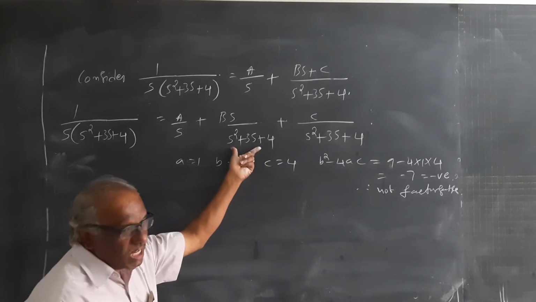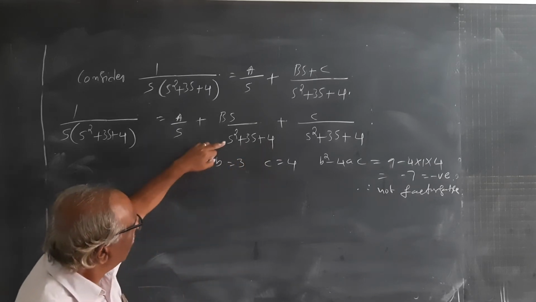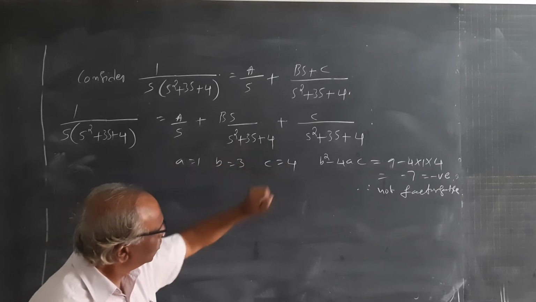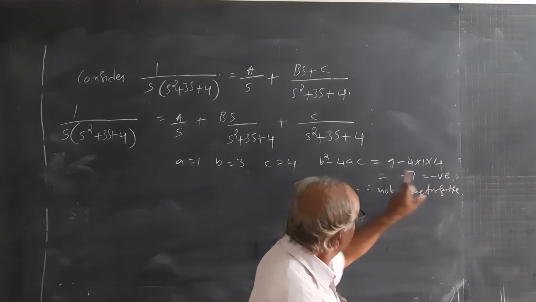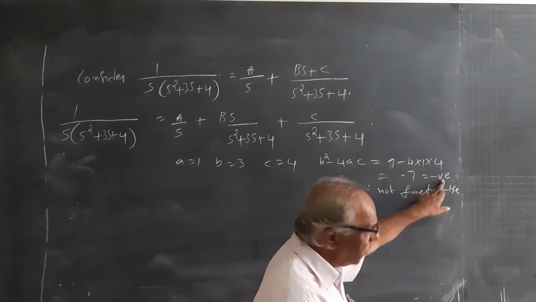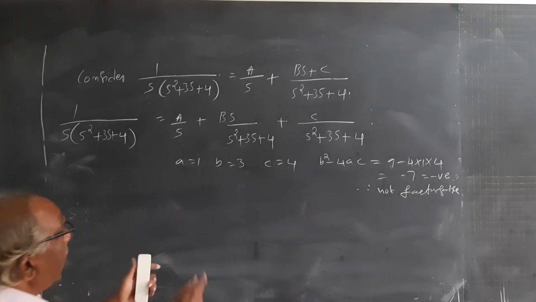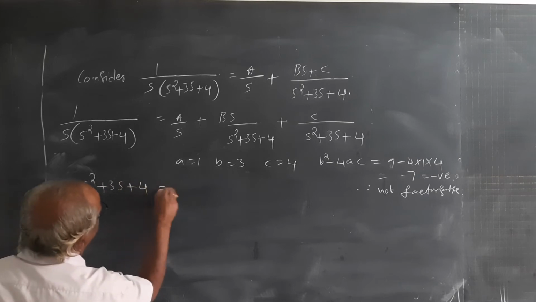Now the question is whether s squared plus 3s plus 4 is factorizable or not. What is A? A is equal to 1. What is B? B is 3. What is C? C is equal to 4. If you find B squared minus 4AC, you are getting a negative value. Since B squared minus 4AC is negative, it is not factorizable. So what is the alternative? I have to express this s squared plus 3s plus 4 as a square.